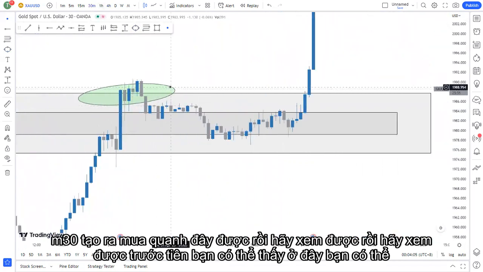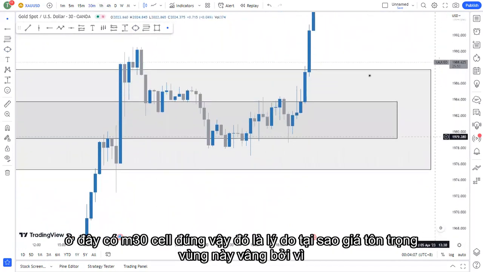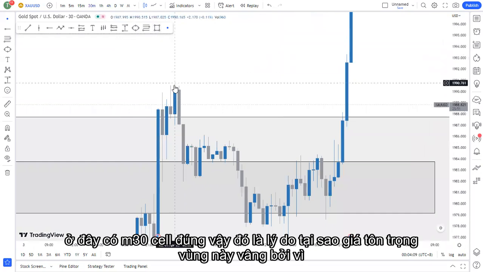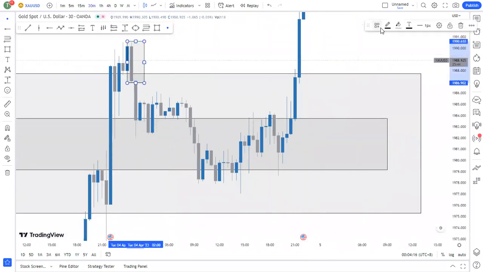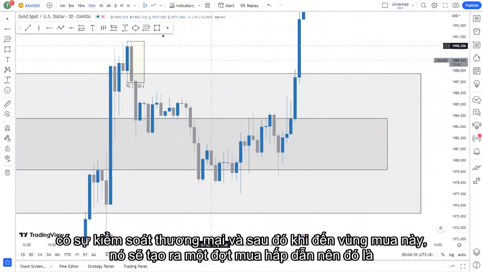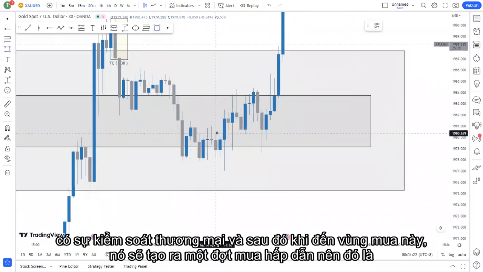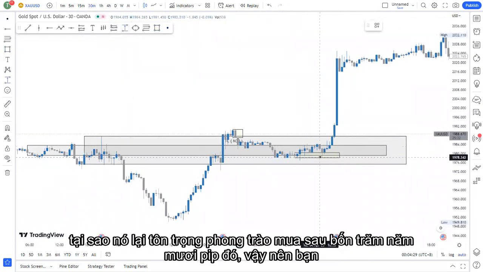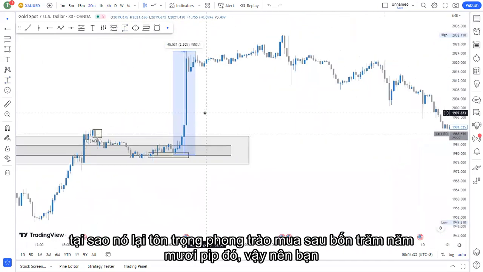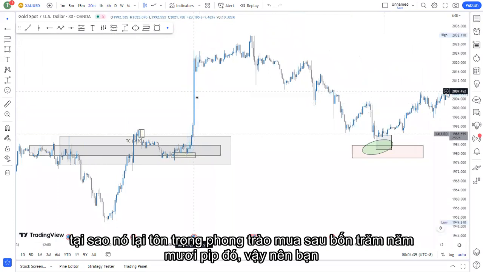Okay, at first, you can see here there is an M30 sell. That's one reason why the price respected the zone. There's also trade control. And then when it comes to this buy zone, it creates an engulfing buy. So that's why it's respecting the buy, with movement after that for 450 pips. Okay, so you understand it?